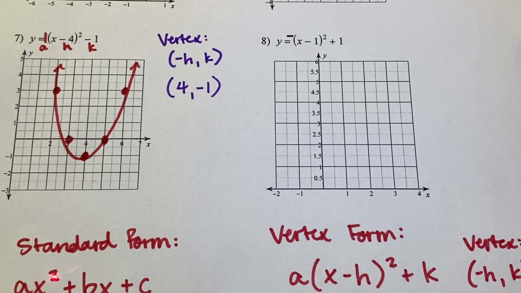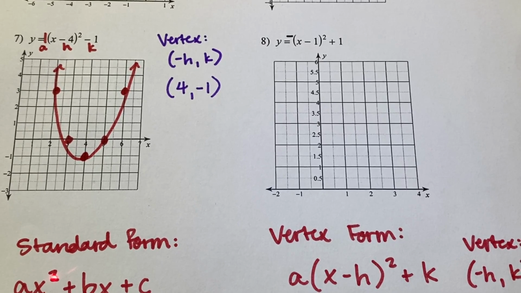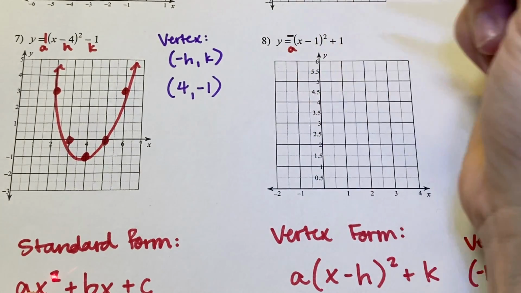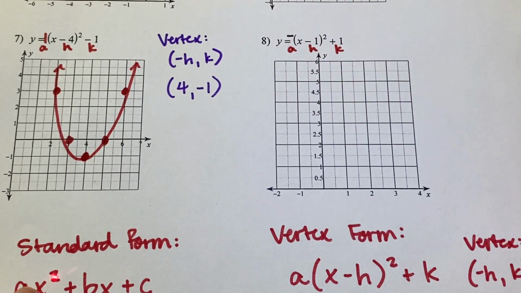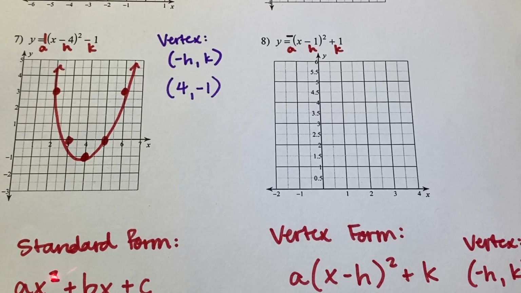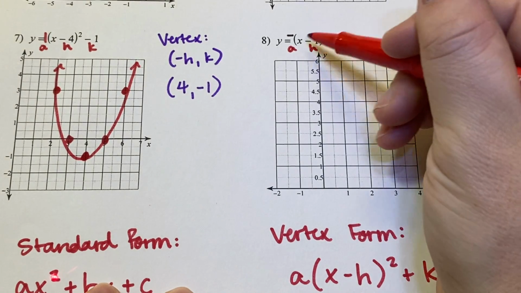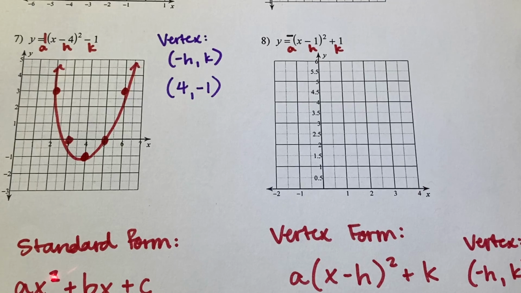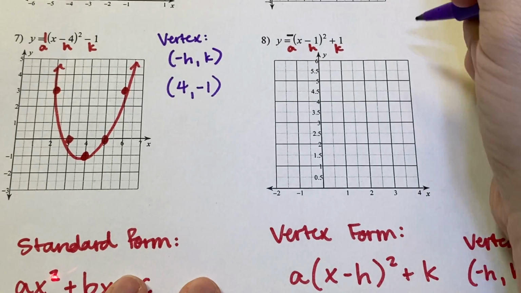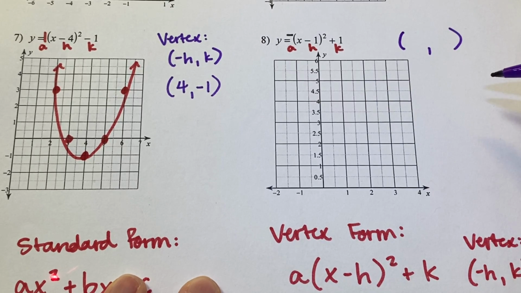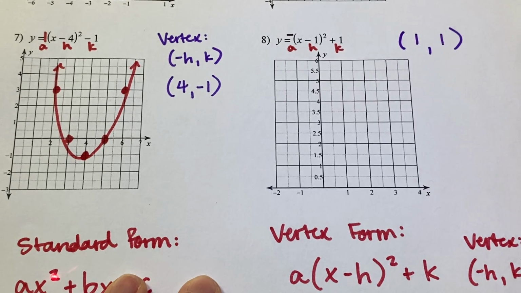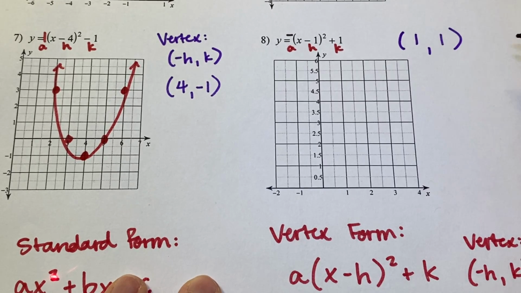Now, what is my A, H, and K? Kaylee. Negative 1 is A. H is negative 1. And K is positive 1. Nice. Okay, well, we know that our vertex, change the sign on the H, keep the sign on the K. So what is my vertex going to be? Kaylee? Positive 1 and positive 1. Good job.